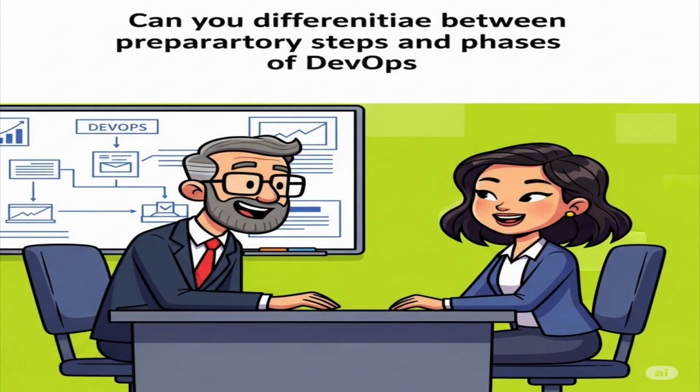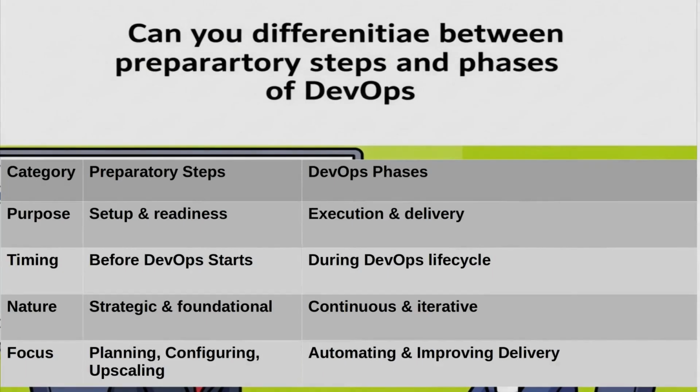All right, here's an important one. Can you differentiate between preparatory steps and phases of DevOps? Preparatory steps are one-time and initial setup, whereas DevOps phases are ongoing software delivery. Preparatory steps start and execute before the DevOps pipeline, while DevOps phases start during the DevOps lifecycle. Preparatory steps focus on planning, configuring, and upscaling, while DevOps phases focus on automating and improving delivery.